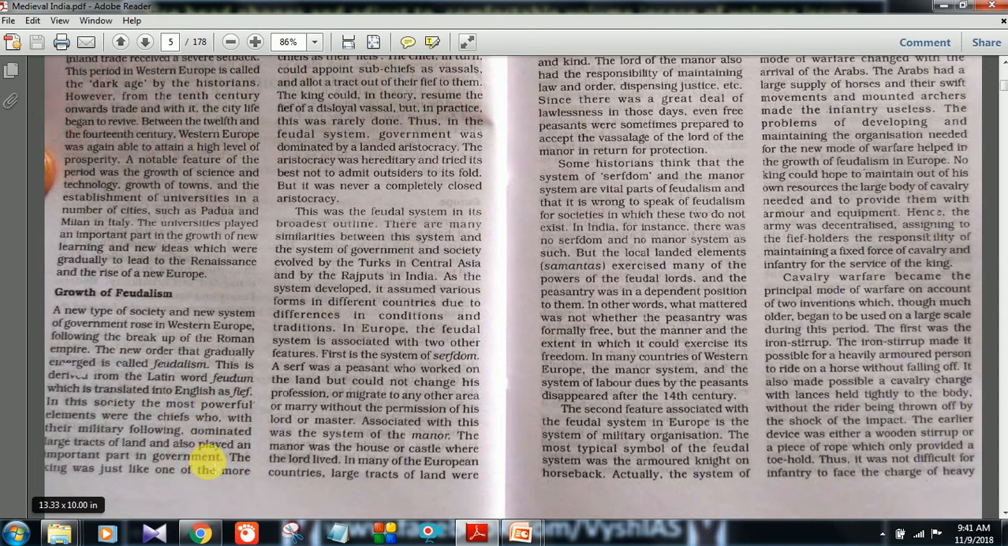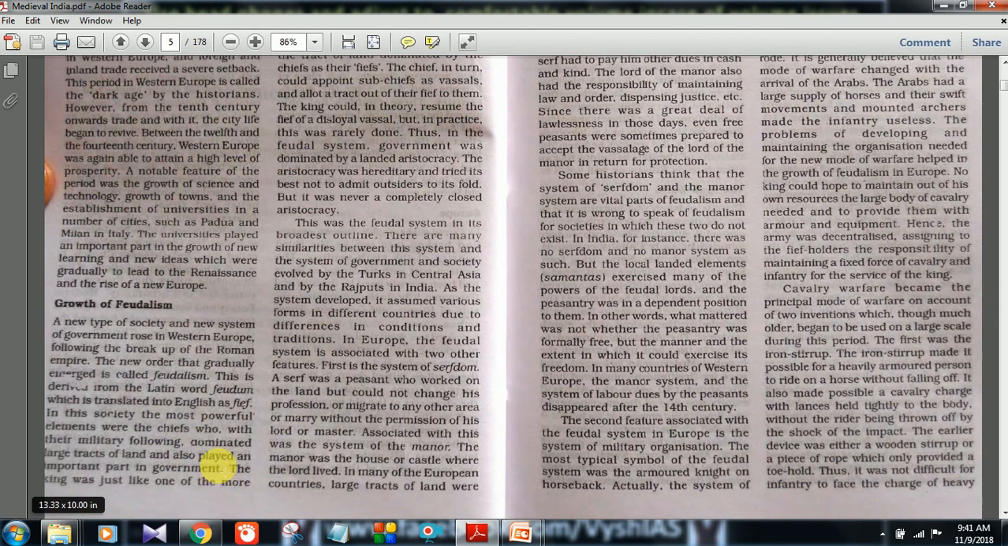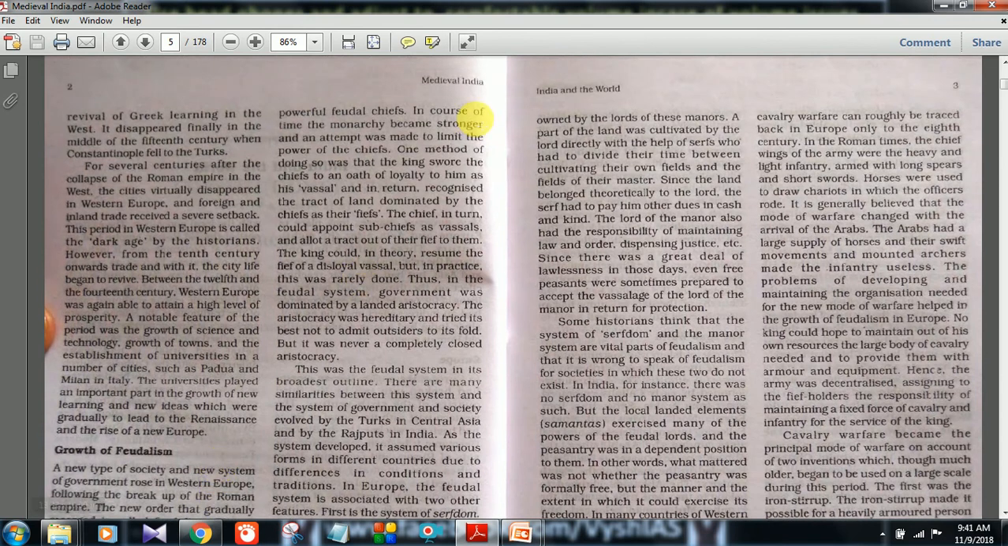Now the king was just like one of the more powerful feudal chiefs. Okay, so now all are like equals, all are chiefs only, but the king is one notch higher because of the monarch position.